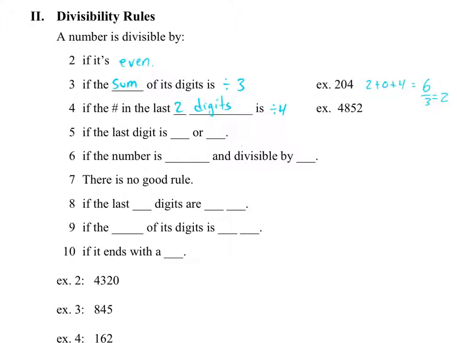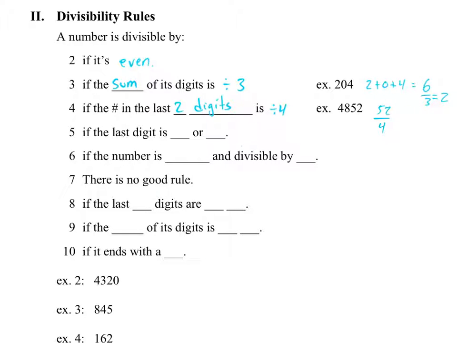So what I mean by that is if I have this 4,852, you can totally ignore the 4,800. Because do you agree 100 is divisible by 4? I think of like a dollar, 4 quarters are in a dollar. So anytime you have a multiple of 100, this 4,800 is 48 hundreds. So we know that's going to be divisible by 4. All we have to worry about is this 52. So really, for this one, you're just saying 52 divided by 4.